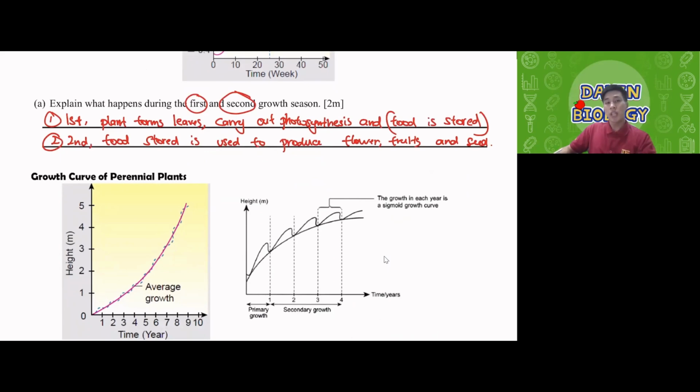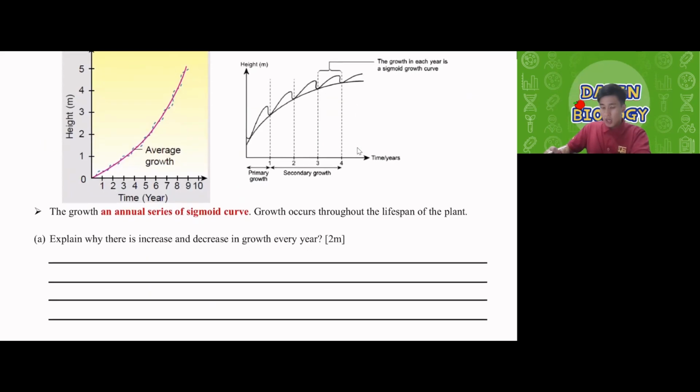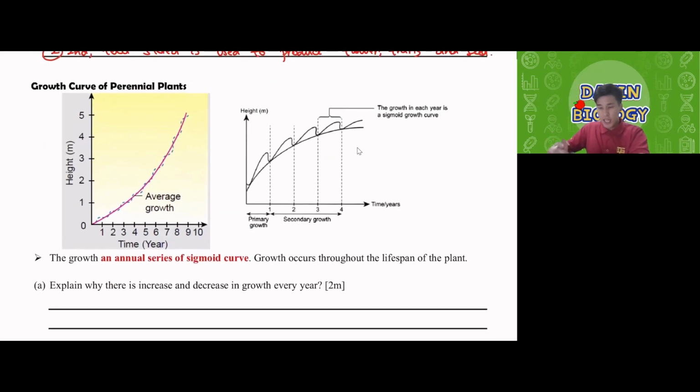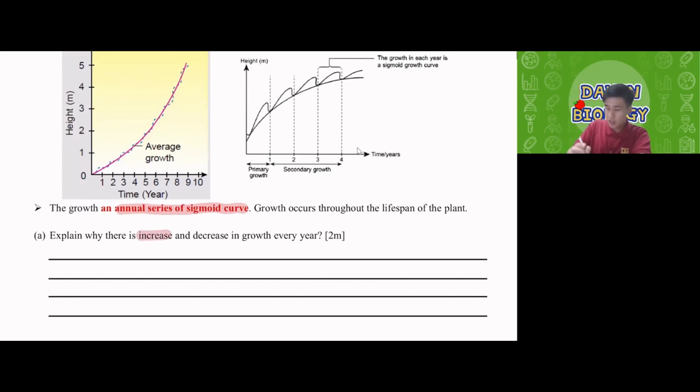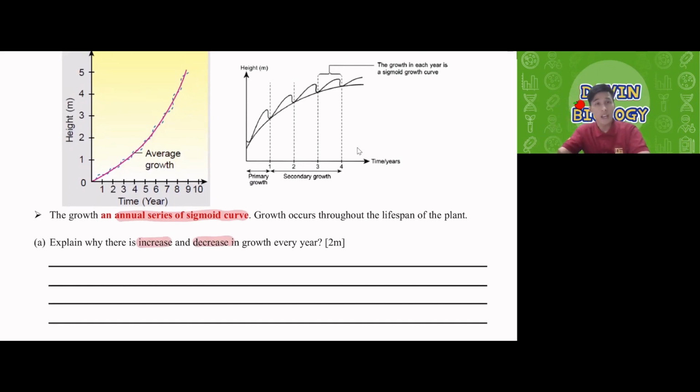Continue. Last one, perennial. So for perennial, usually they will ask this. Besides asking the name of the growth curve, which is called annual series of sigmoid curve, they will ask you this. Look, every year you have sigmoid repeating, correct? But then the question asks, why is there increase and decrease of growth every single year? So it's the same as the annual growth ring. Annual growth ring is affected by seasons. So because the growth is affected by seasons, same.